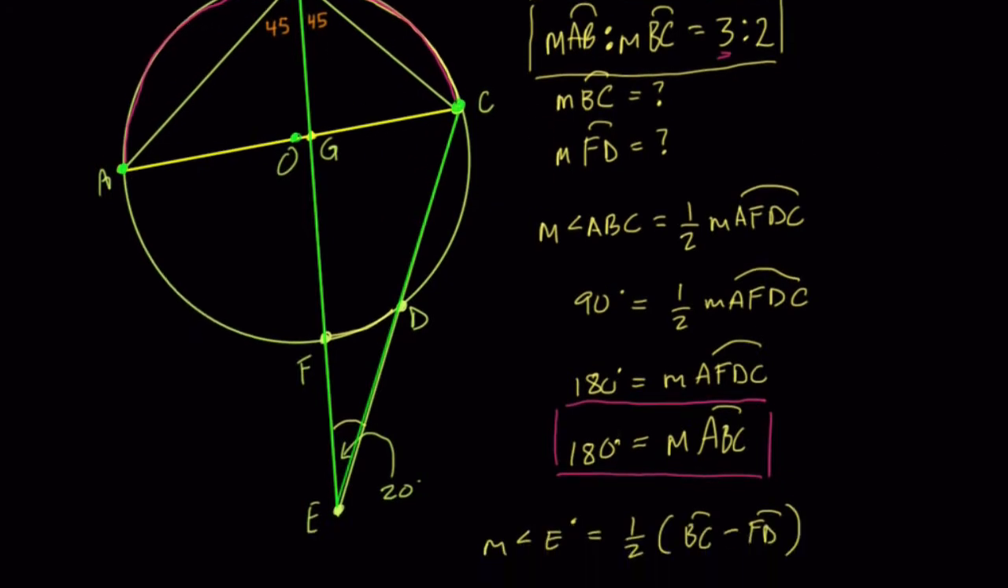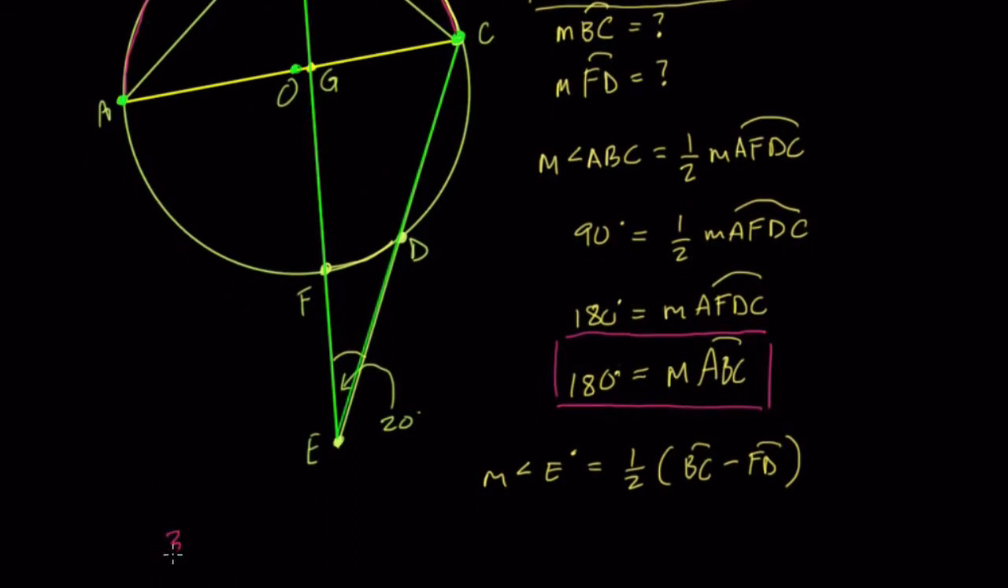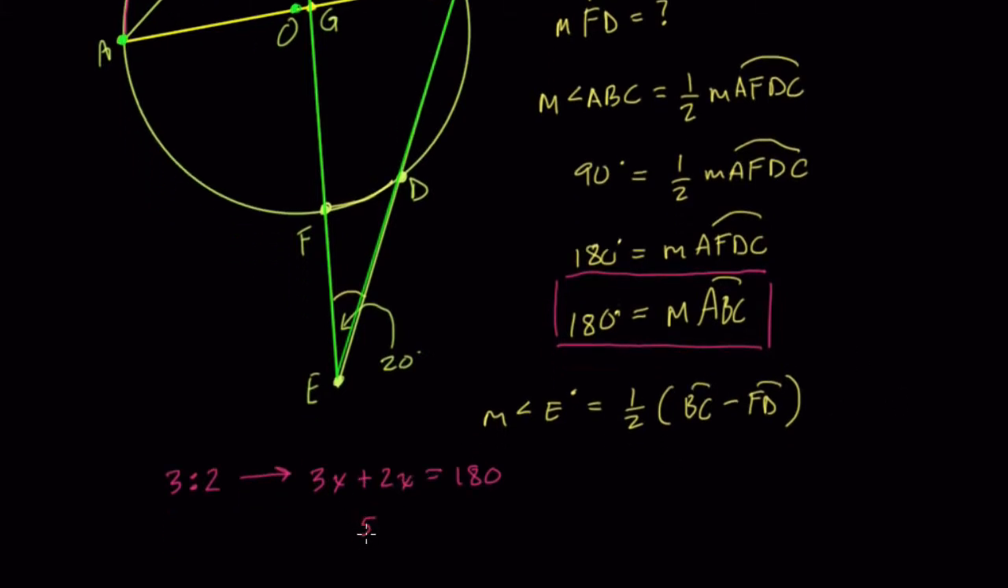And I'm going to use some basic algebra here. If the ratio is 3:2, then we can think of the arcs as 3x plus 2x, adding up to 180. However long these arcs are, it's going to be 3 times that value and 2 times that value to get the total arc sum. And here I solve for x: add these two, 5x equals 180, divide everything by 5, and we get x is equal to 36.